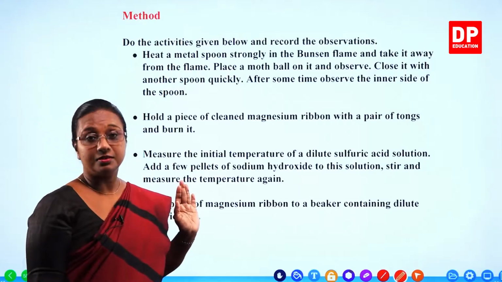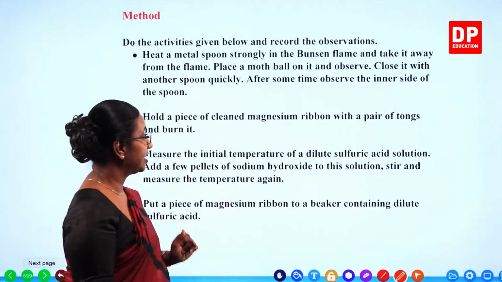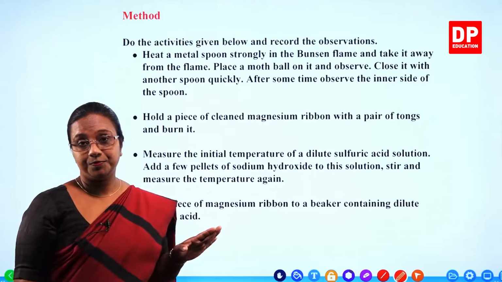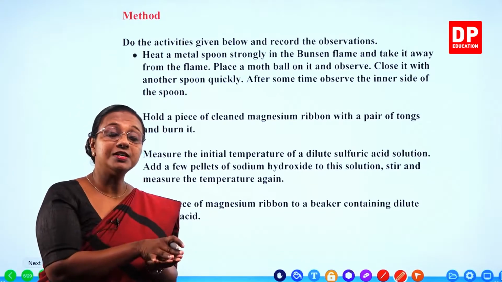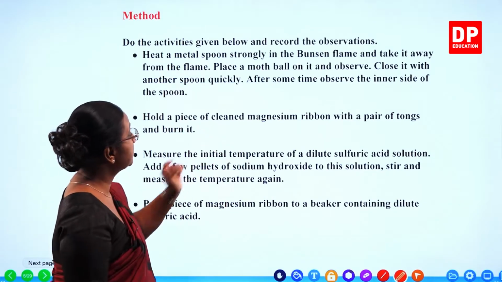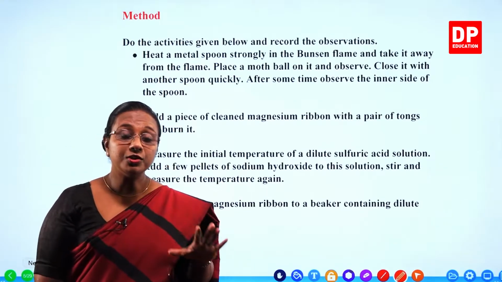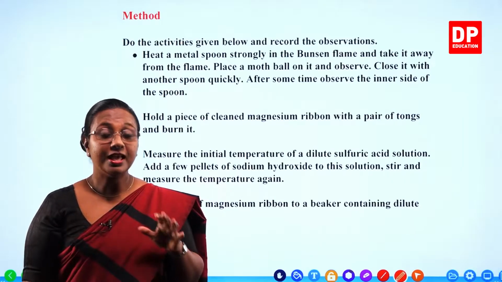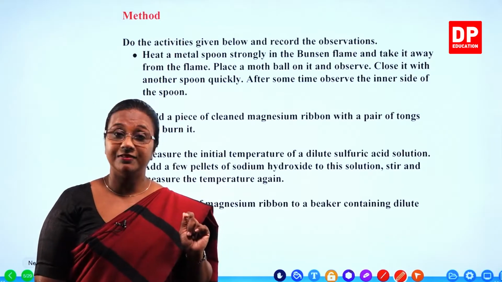Immediately, you can see the change. And once the change takes place, we close it with another spoon quickly. So you have to have 2 clean spoons, and you close the first one containing the mothballs with the second spoon. After some time, observe the inner side of the spoon. Then you will see the change taking place. That is the first activity.